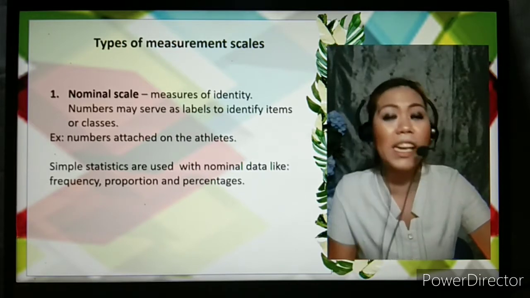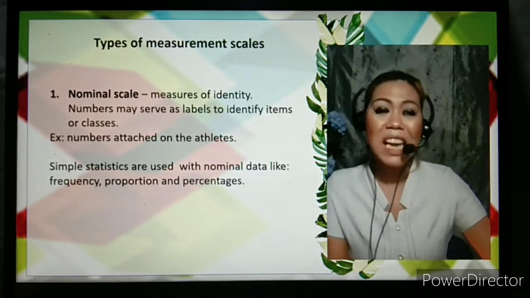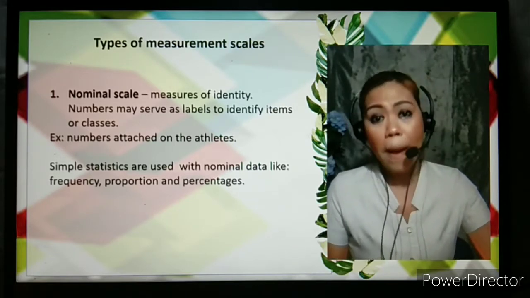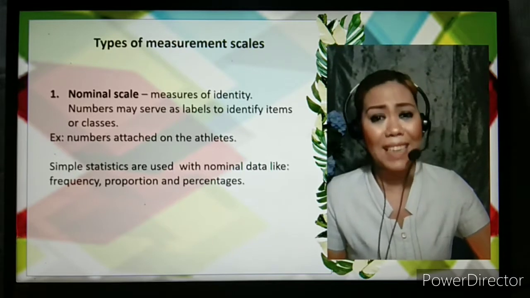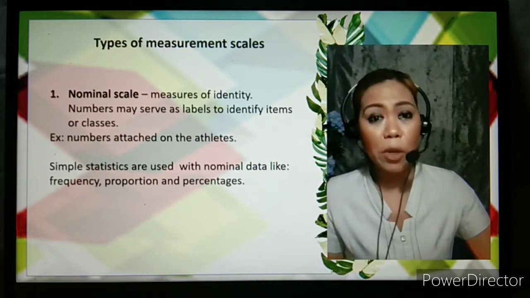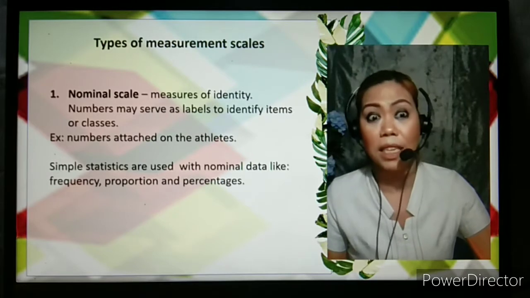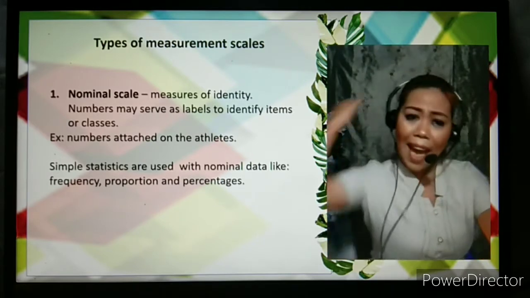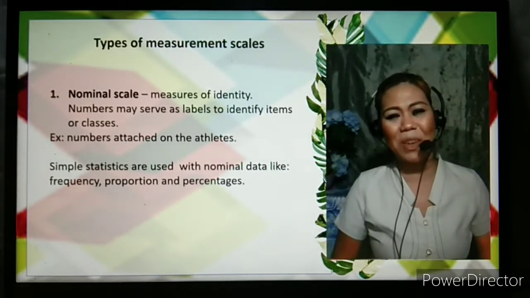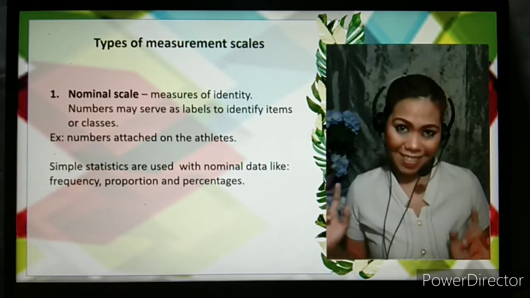Okay, so I'll be discussing to you the types of measurement scales. Number 1 is nominal scale. Nominal scale measures identity. Numbers may serve as labels to identify the items or classes, for example, numbers attached on the athletes. Simple statistics are used with nominal data, like frequency, proportion, and percentages.